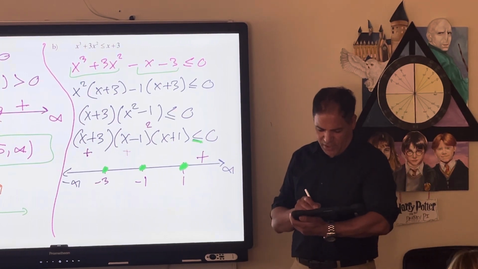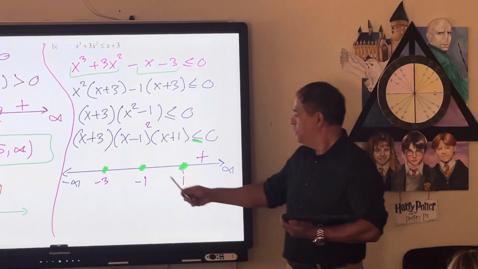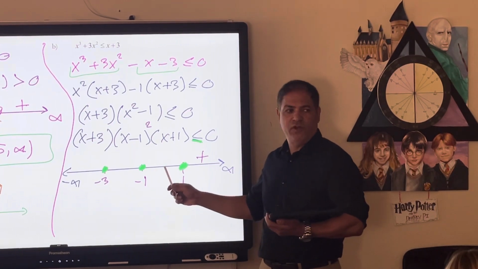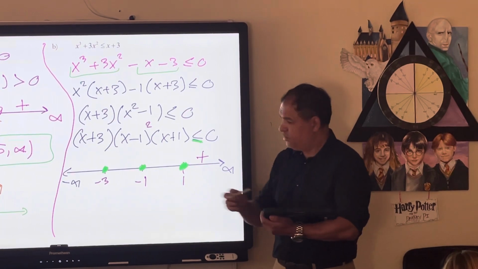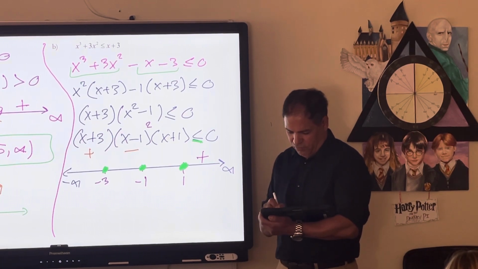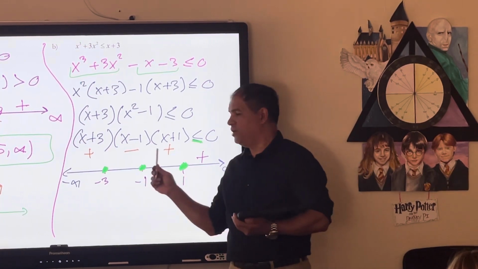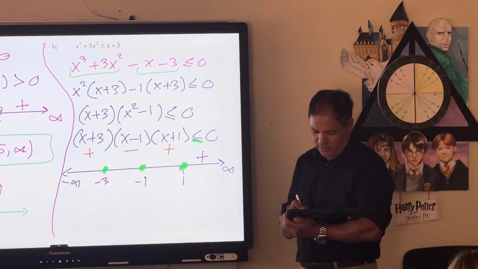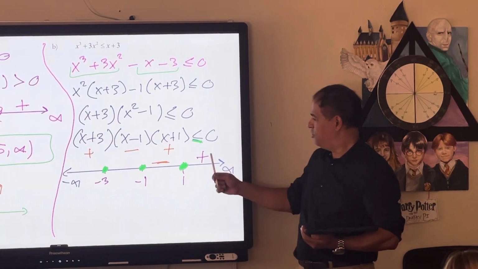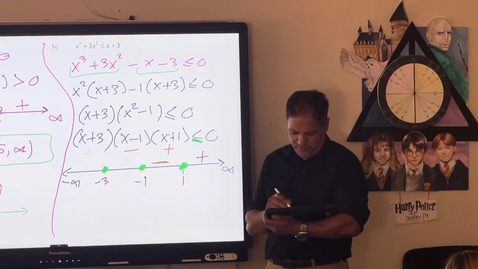So in that case, we have to check the next interval. Let's choose a number between -1 and 1. 0. 0 plus 3? Positive. 0 minus 1? Negative. And 0 plus 1, positive. So it looks like we have two positives and a negative, that will be a negative. So plus, minus, let's keep on going.